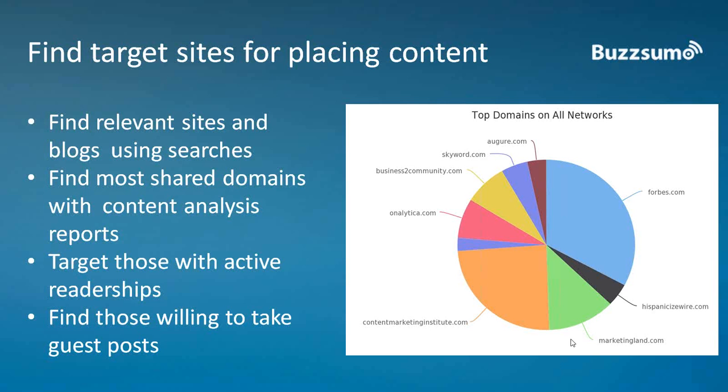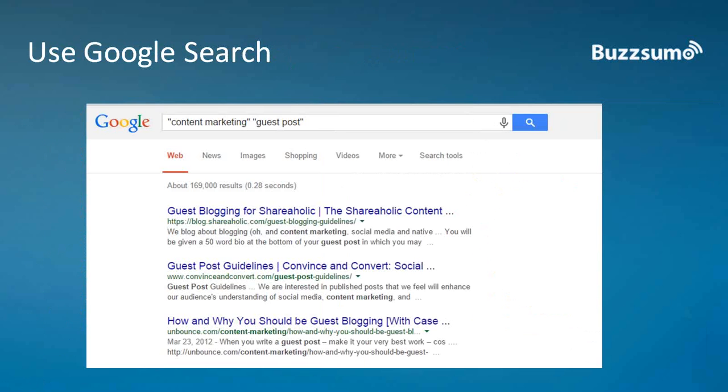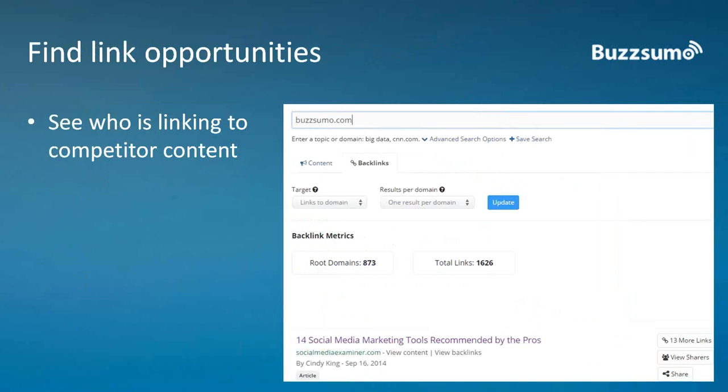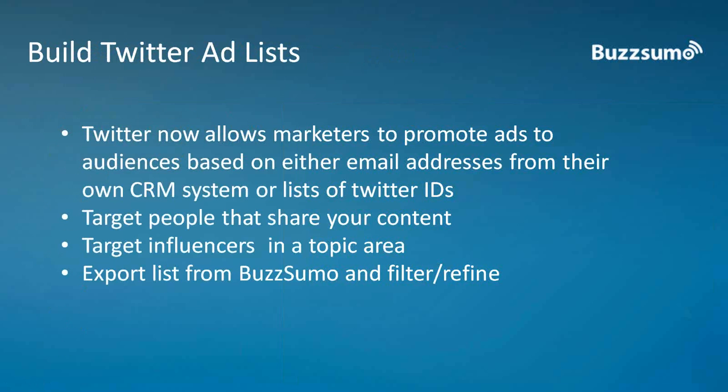So conscious of time, I've run through my 25 minutes, in fact a little bit more, so coming to the end of the half hour. You can also use Google Search, type in a topic plus guest post, and you can find sites that take guest posts which are useful to you. I mentioned the backlink functionality which is coming to BuzzSumo this week, so you'll be able to see who's linking to competitor content. And the other thing you can do is build Twitter ad lists.